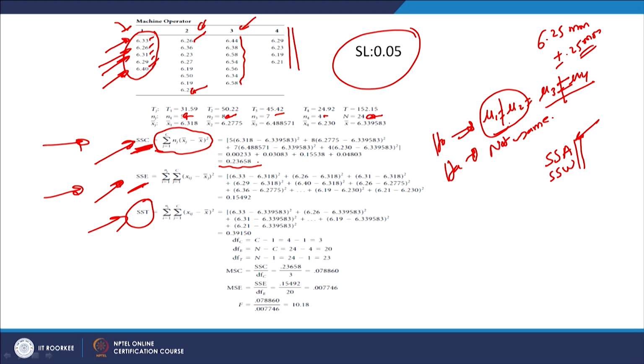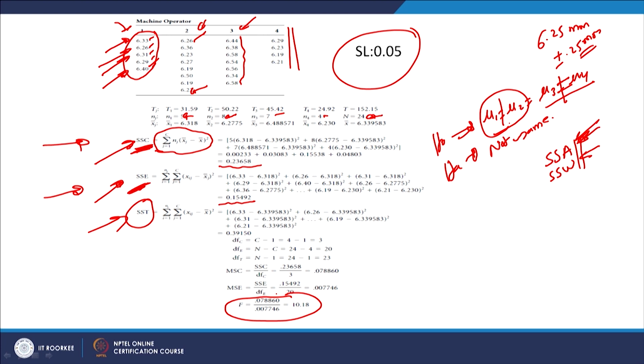Now, you can easily calculate SSW for this question, which would be 0.15. Once we have these two, you need to calculate the F value, which is the ratio of among column variance to within column variance. That F calculated value would be 10.18.